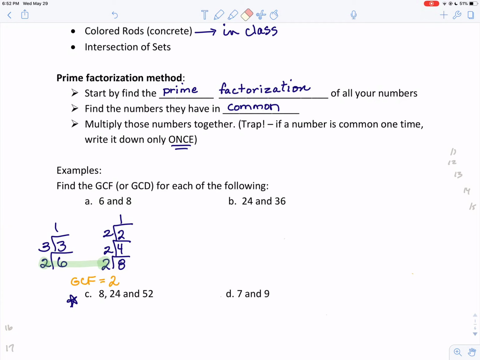Notice that it's written down twice, but we only write it once. So that is the trap that I told you to watch out for.